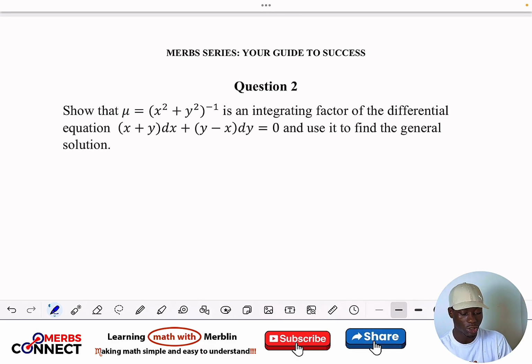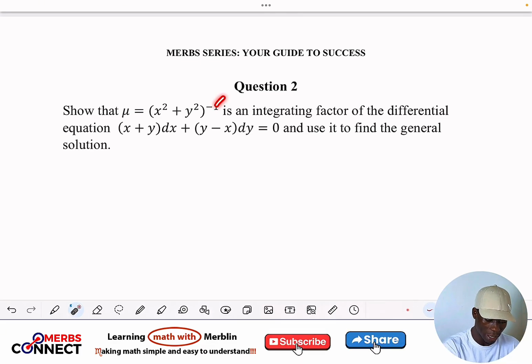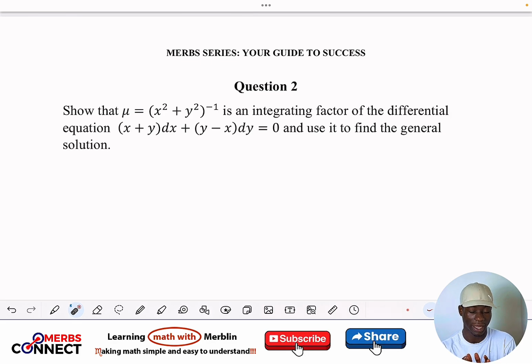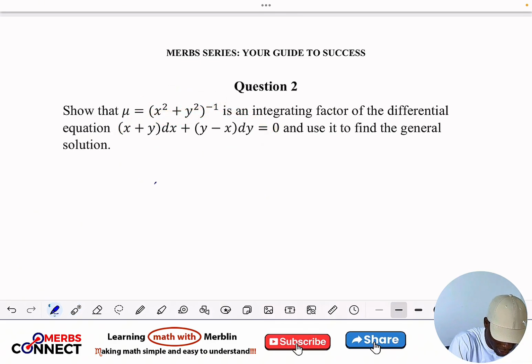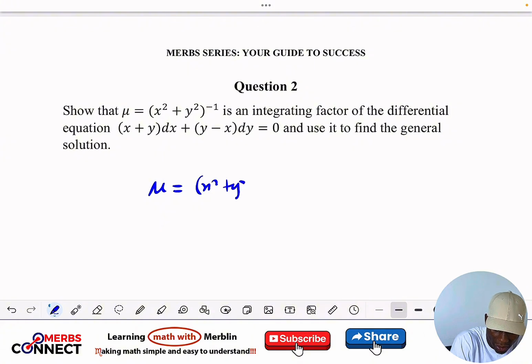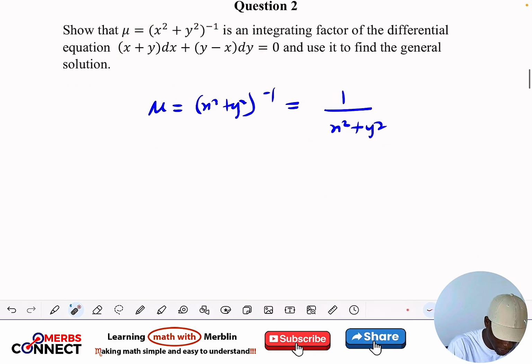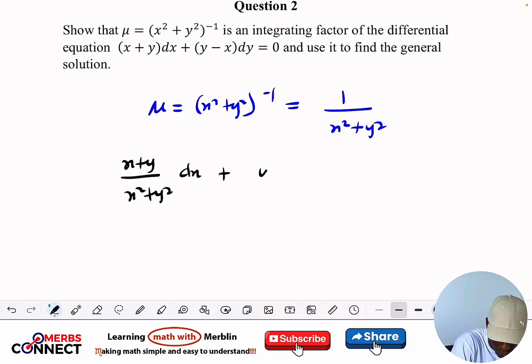Now this one, first we want to show that x squared plus y squared to the power minus 1 is the integrating factor, right? So what we just need to do is multiply this through the differential equation, and then we see what we are going to get. But don't forget, I can write this one as 1 divided by x squared plus y squared. So I'll use this one to multiply through this. So when I do that, I'm going to have x plus y divided by x squared plus y squared dx plus y minus x divided by x squared plus y squared dy is equal to 0.